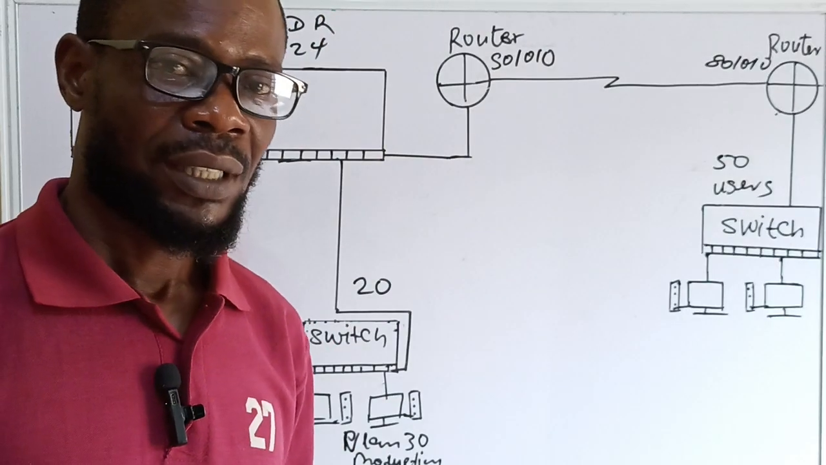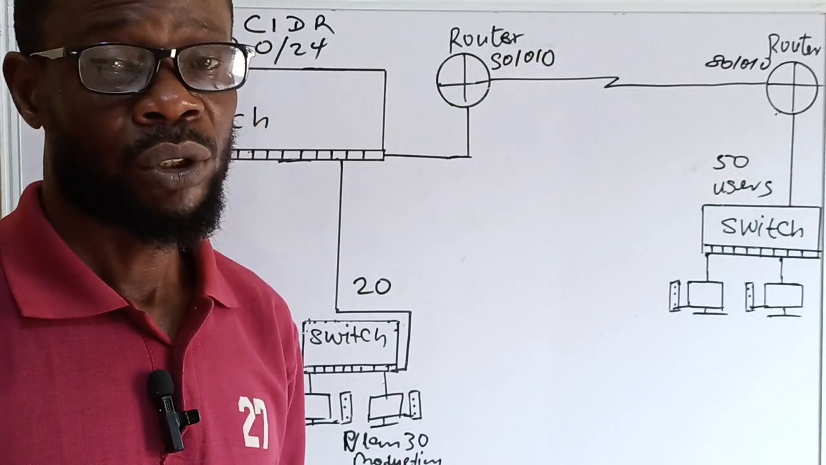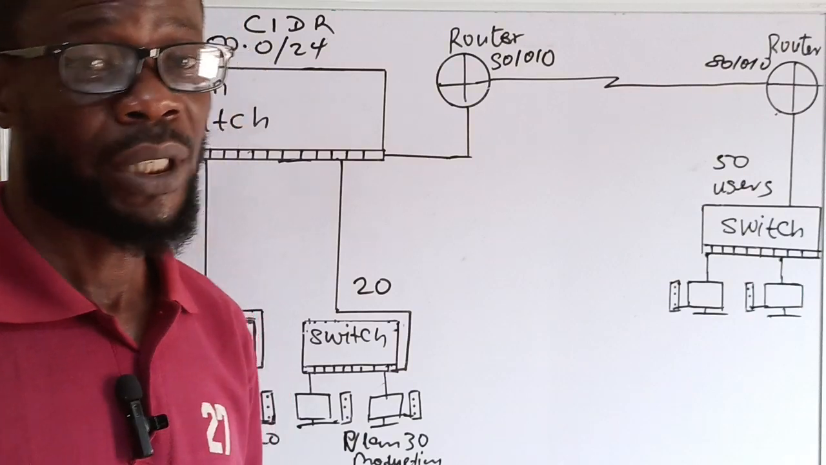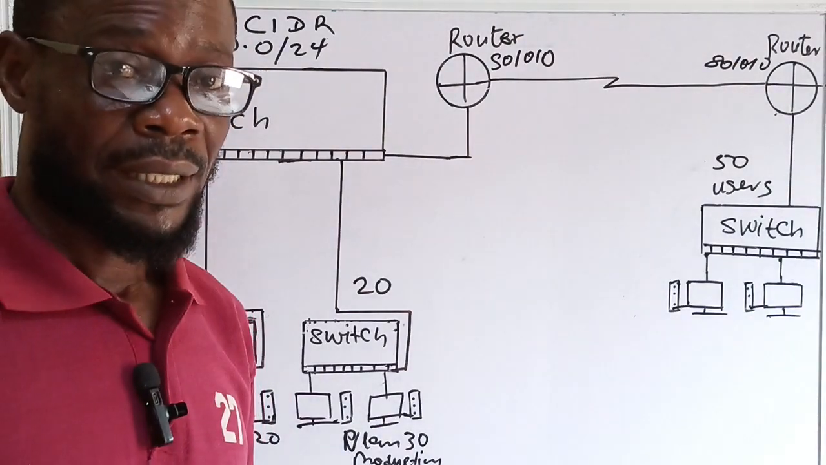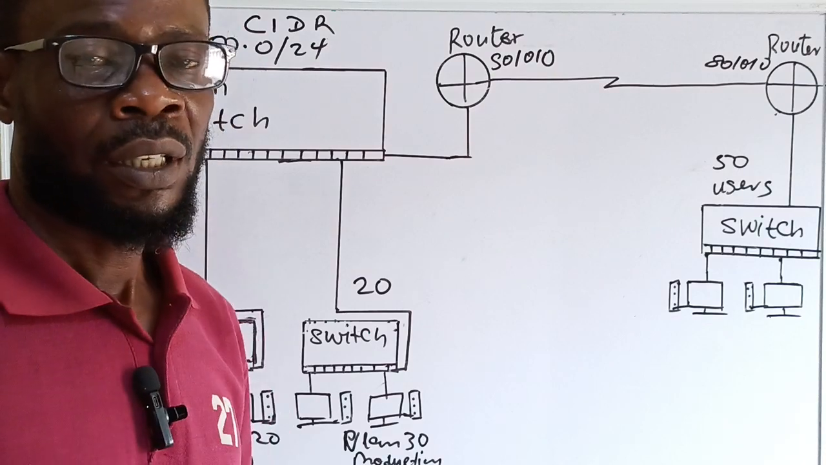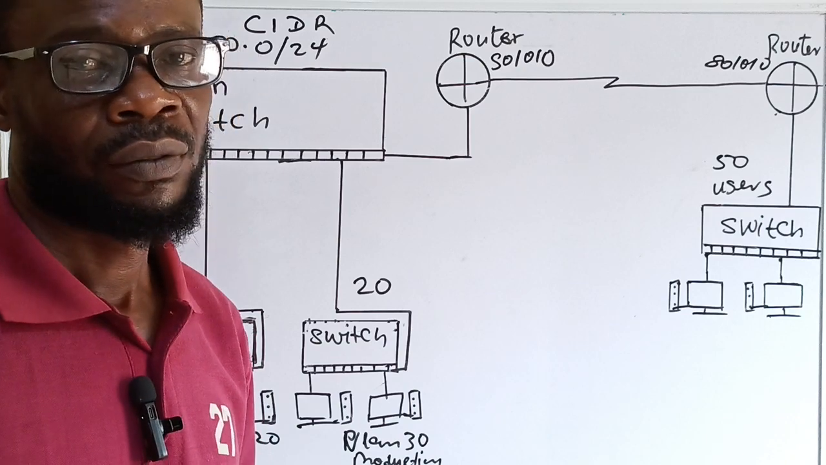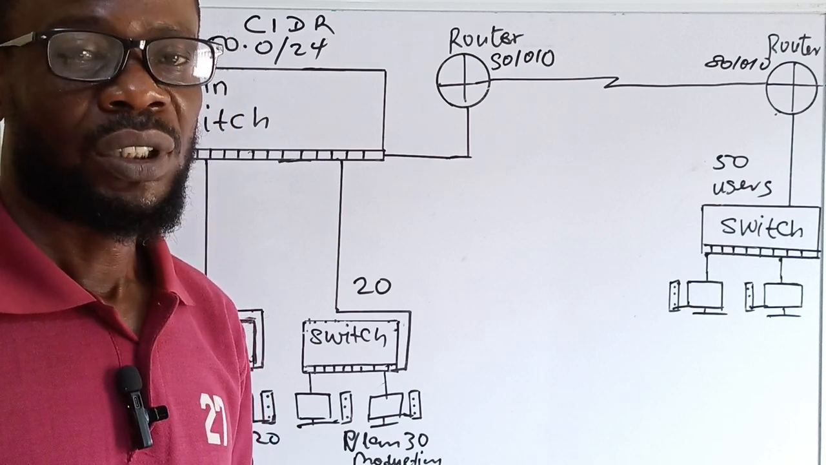Classless interdomain routing is the process in which you design your address space in such a way that it will suit a particular number of users in one department without IP address wastage. You design it in such a way.